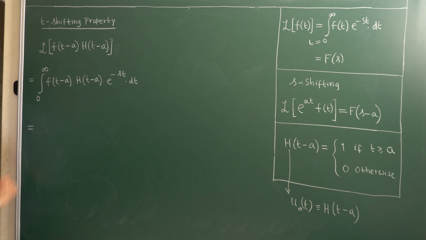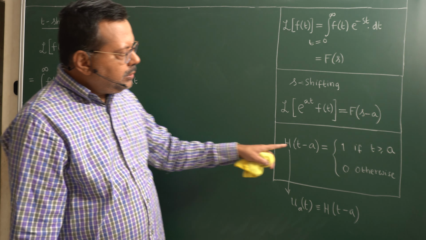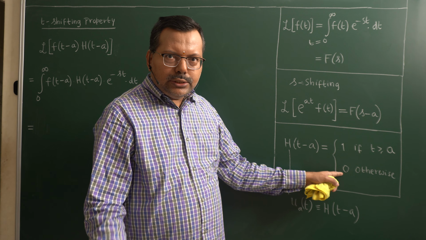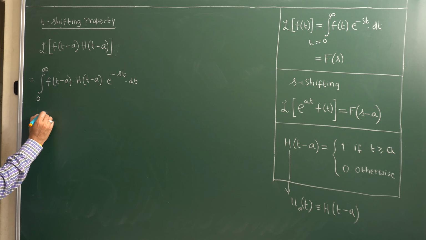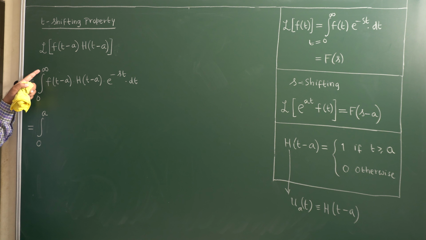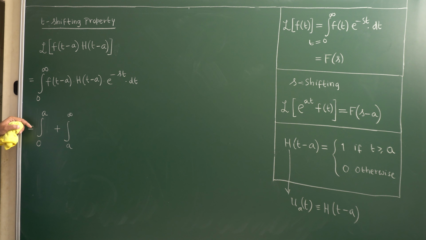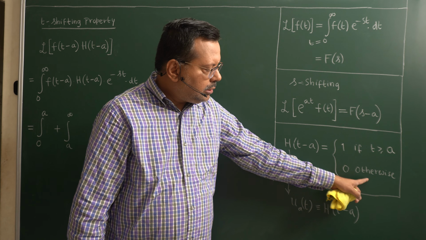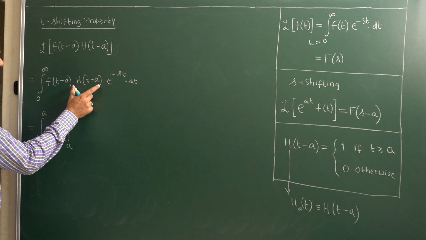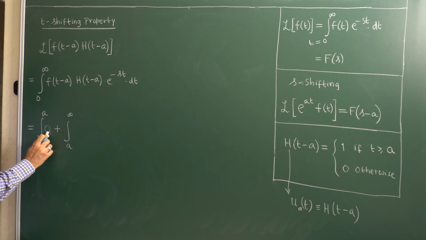Now what happens is that this function is either 1 or 0, so you have to be careful where it becomes 0. In that region you can remove it. What we understand is that the integral is from 0 to a plus the integral from a to infinity, because this is up to infinity. Then during the region 0 to a, which is the otherwise condition, this quantity is 0. So when I put a 0 here, the first integration is actually 0.